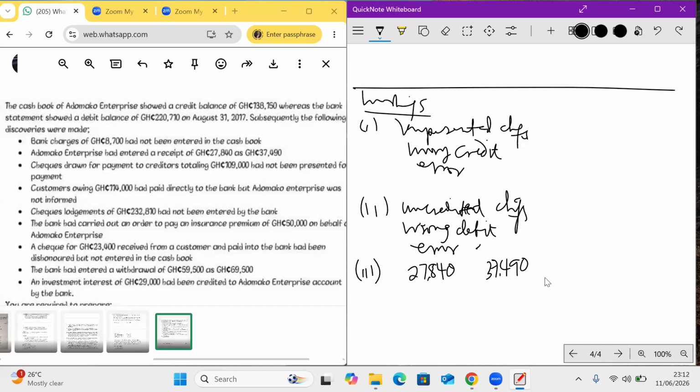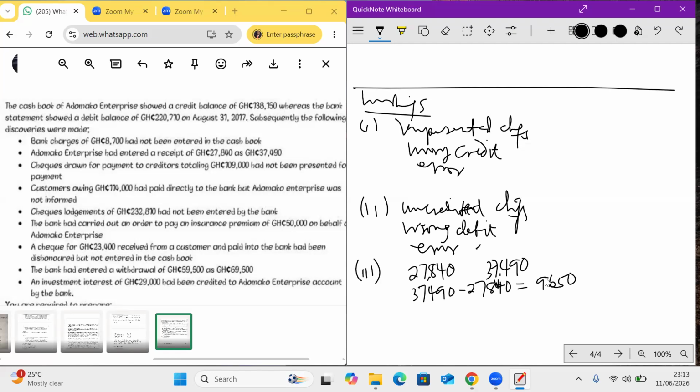Minus, to get what? 27,840 minus 37,490. You minus the 37,490 from the 27,840 instead. That will give us 9,650. So what do we do? So you write it as error now.